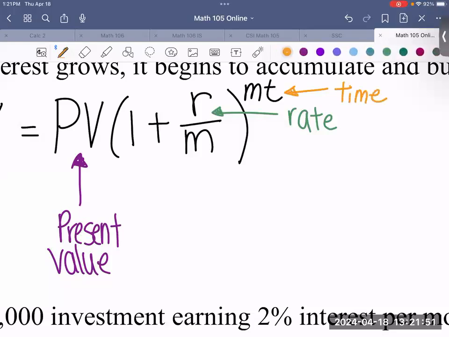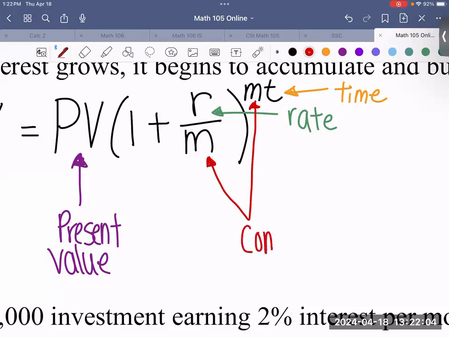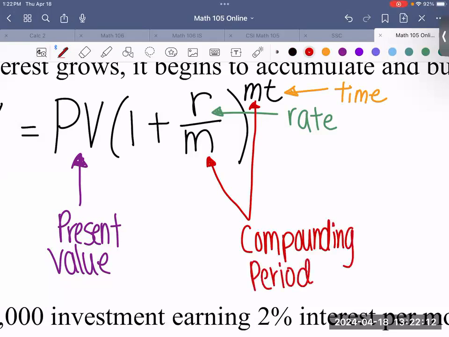And now we have something new, which is this. Actually, I'll probably do it in red. This M right here, M, is called your compounding period. This is the value that might change. So monthly, weekly, daily, quarterly, things like that will suggest this M.